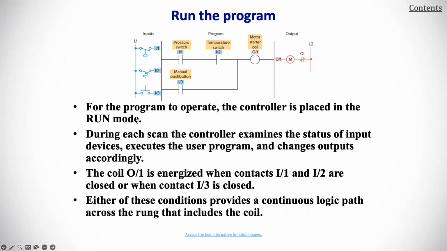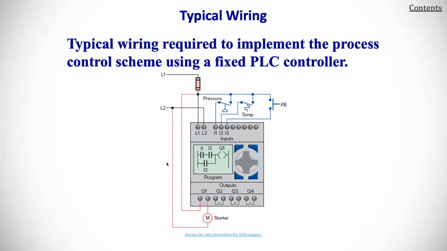Then running the program. For the program to operate, the controller is placed in the run mode. During each scan, the controller examines the status of the input devices, executes the user program, and changes outputs accordingly. The coil O/1 is energized when the contacts I/1 and I/2 are closed, or when contact I/3 is closed, when we talked about those two modes of operation. Either of these conditions provides a continuous logic path across a rung that includes the coil.